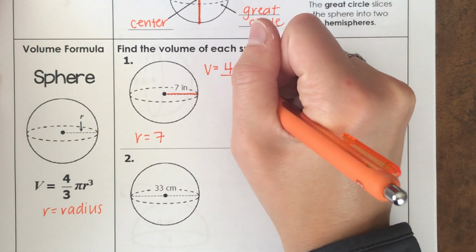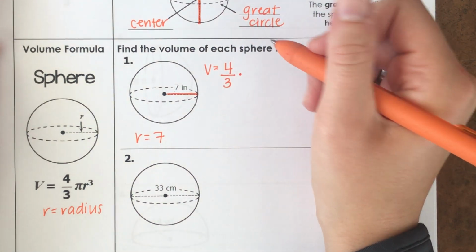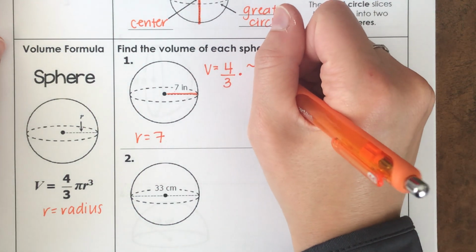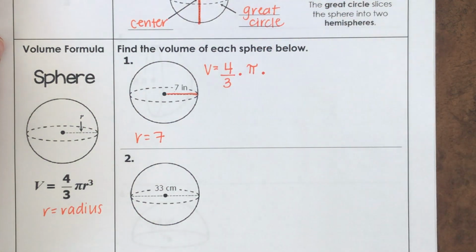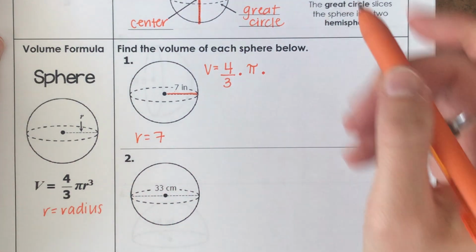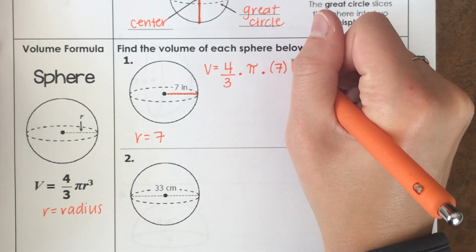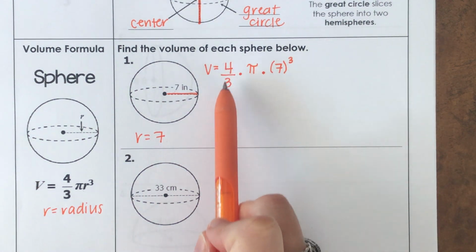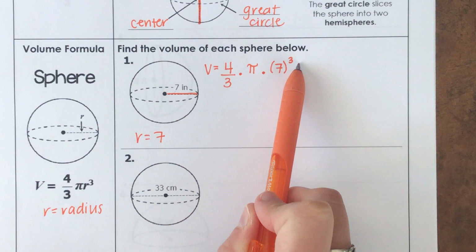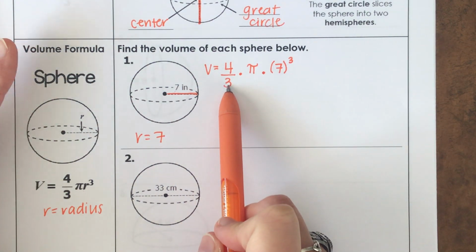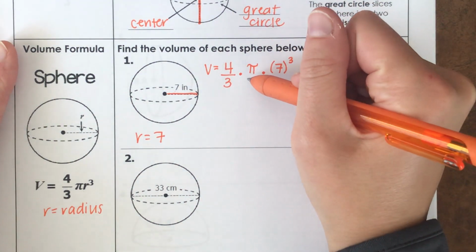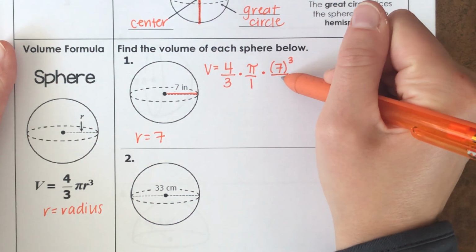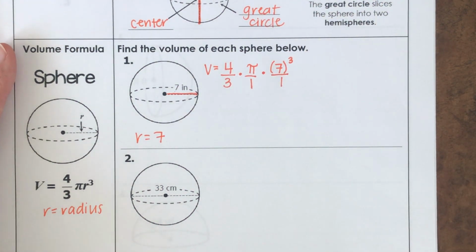So I've got 4/3 times pi times my radius cubed. My radius is 7, and I'm going to cube it. When we did volume of pyramids and cones, it was 1/3 times all these other numbers. This is essentially the same thing. It's multiplied by 4 on top and then divided by 3 on the bottom. If you like the way it looks, you can make them all fractions like we did in our last video and put them over a 1.